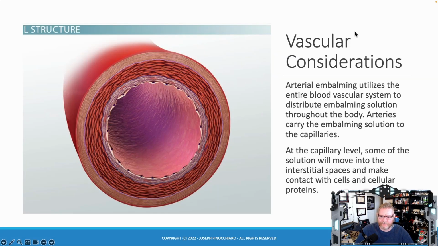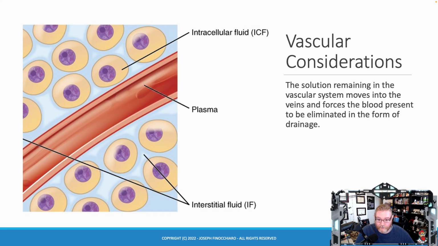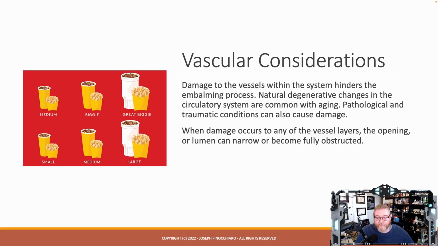So, vascular considerations. Arterial embalming utilizes the entire blood vascular system to distribute the embalming solution throughout the body. Arteries carry the embalming solution to the capillaries. At the capillary level, some of the solution will move into the interstitial spaces and make contact with cells and cellular proteins. The solution remaining in the vascular system moves into the veins and forces the blood present to be eliminated in the form of drainage.